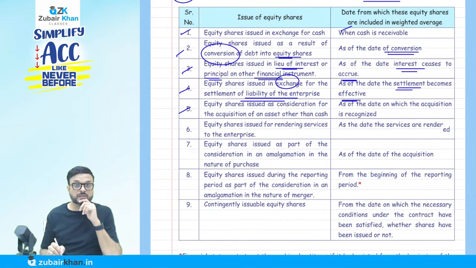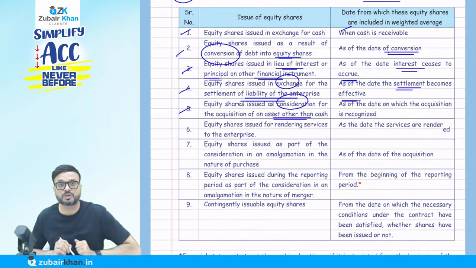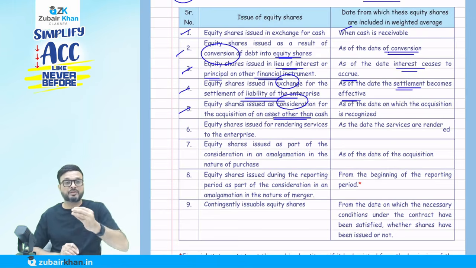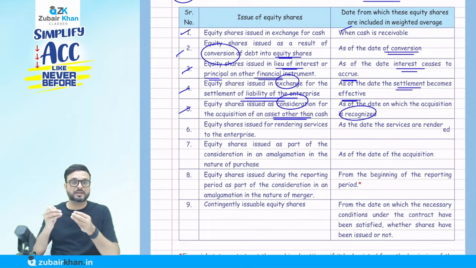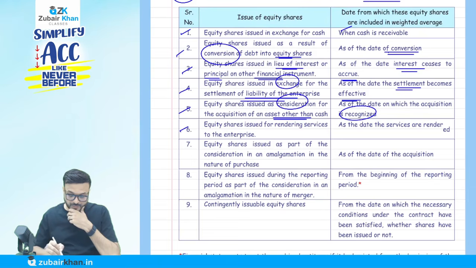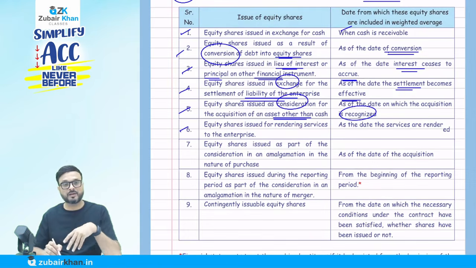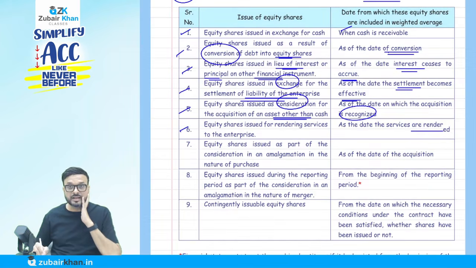Then we have equity shares issued as consideration for acquisition of an asset other than cash. I am giving you shares, but in return I am taking the asset from you, for example a fixed asset. So as of the date on which the acquisition is recognized, the date on which you recognize that asset in your books of account. Equity shares issued for rendering of services: I will give you shares, in return you give me some services, like consultancy service or auditing service. It is counted as of the date on which the services are rendered.